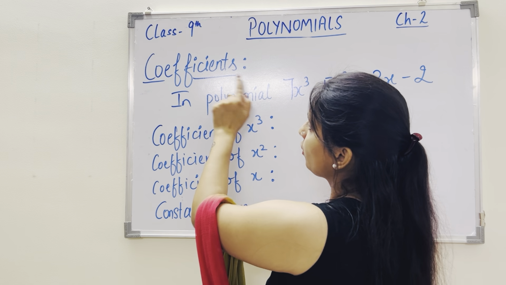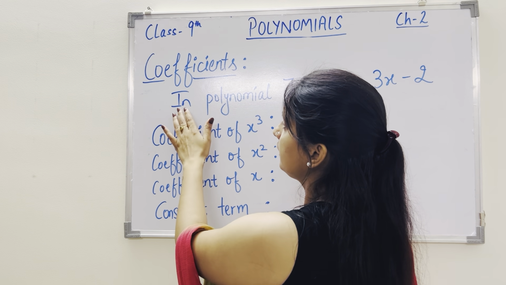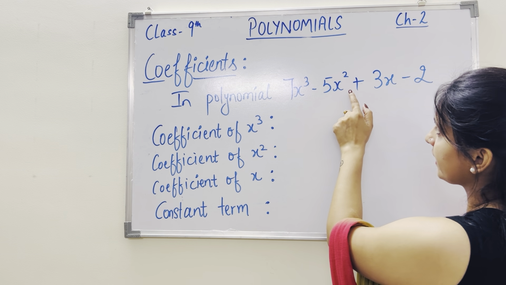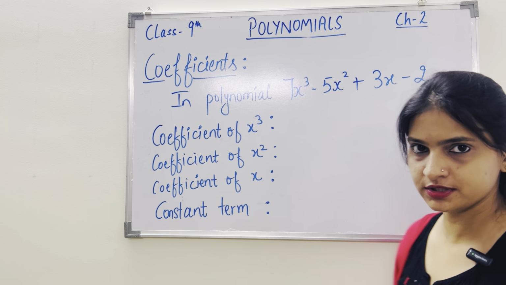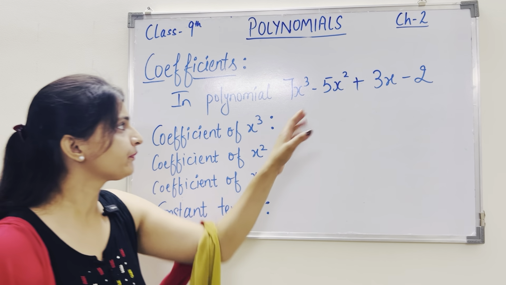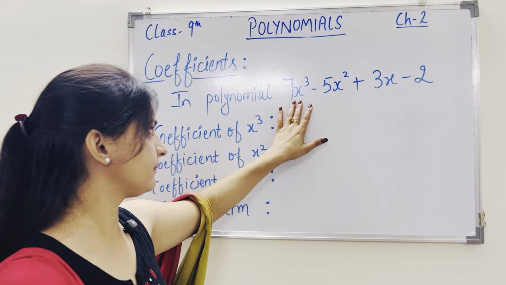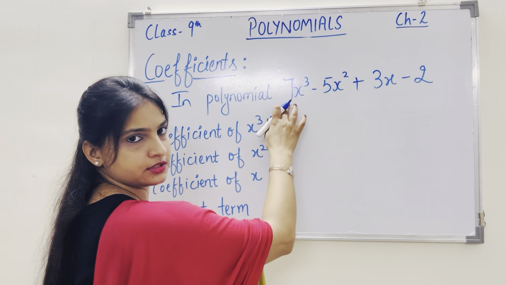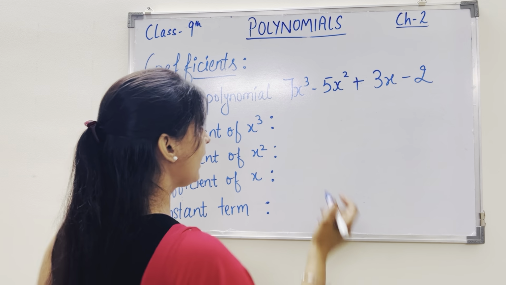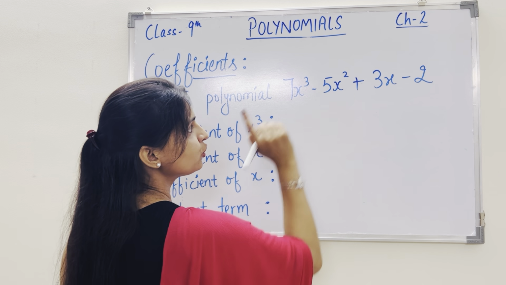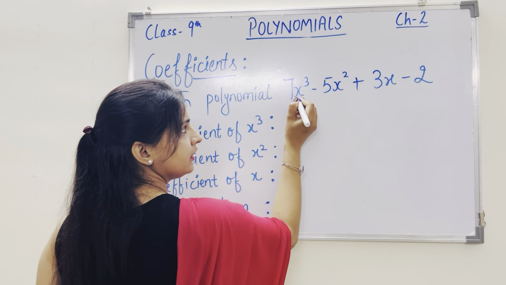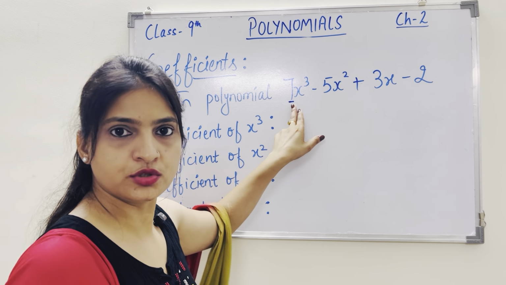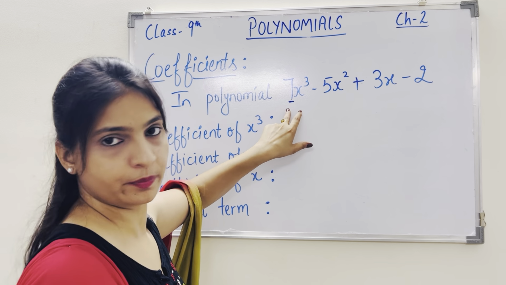What do we mean by coefficient? Suppose this is the given polynomial, 7x cube minus 5x square plus 3x minus 2. What do we mean by coefficients here? The constant term preceding the variables is the coefficient. Like, what is the coefficient of x cube here? What is the constant term? x cube has 7 as its constant term, so this is the coefficient of x cube.